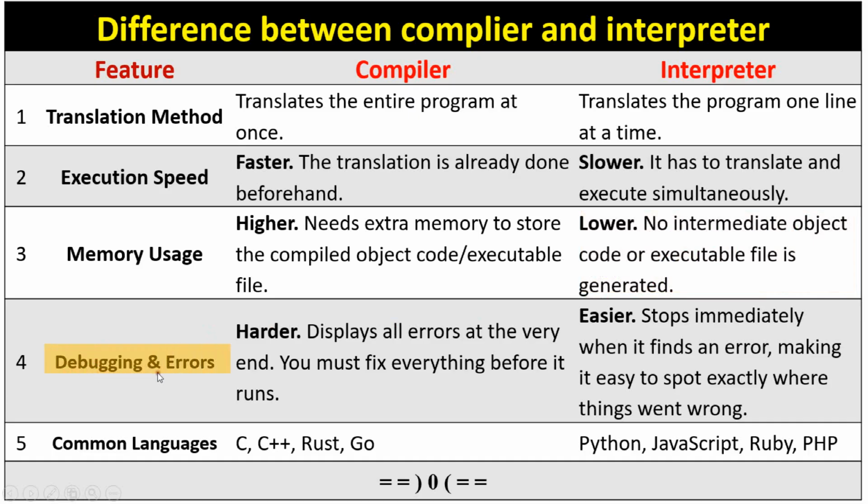4. Debugging and errors. Harder. Displays all errors at the very end. You must fix everything before it runs. Easier. Stops immediately when it finds an error, making it easy to spot exactly where things went wrong.